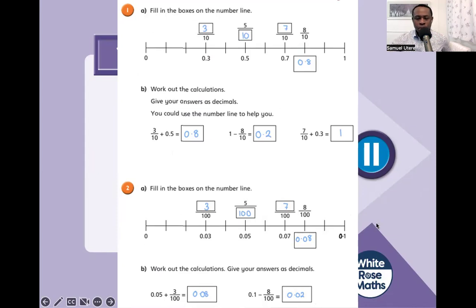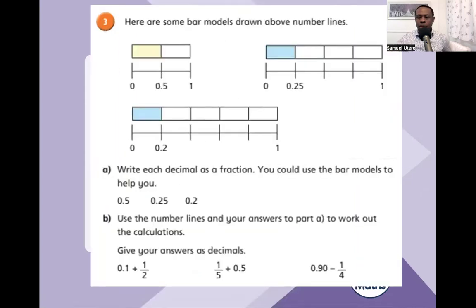So that would be 0.1 minus 0.08, because that's 8 hundredths. So that should give you 0.02 as your answer. So I was right. Okay. Next, you're asked to pause the video and answer question 3 in 3 minutes.